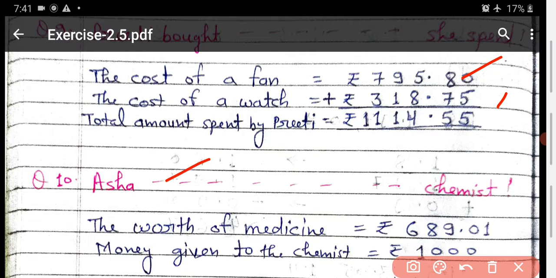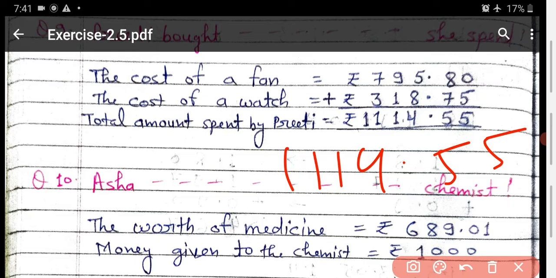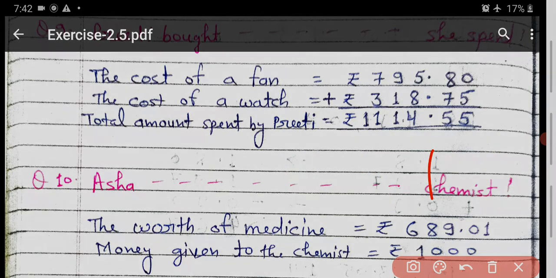Then you have to add, and simply add: 0 5 0 plus 5 it is 5, 7 plus 8 is 15, carry 1, then 8 and 1 is 9, 4 is 14, 4 carry 1, then 9 and 1 is 10 and carry 1 becomes 11, 1 again carry 1, 7 and 3 is 10 and 1 is 11. So your answer is 1114.55. It is the total amount which is given by Preeti. Okay, come on, question number 10.